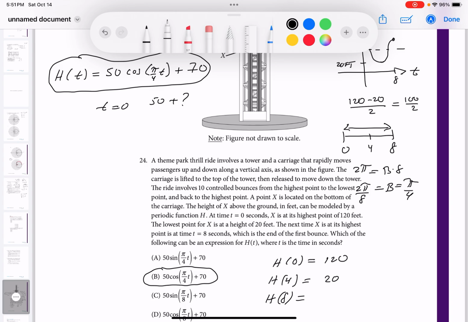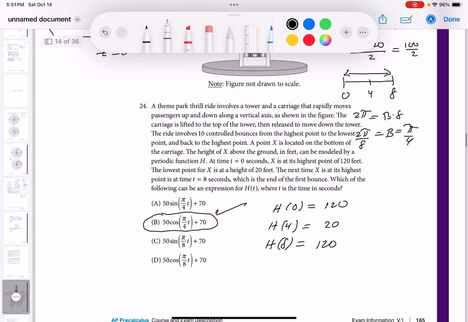And then h of 8, right? That's the end of the cycle. Should be back at 120. What's that going to be? 50 cosine. Well, that would be, let's see, 2 pi. That would be 1. Yeah, 120. Things are working out fine. So I'm going to commit to this answer over here. Thank you.